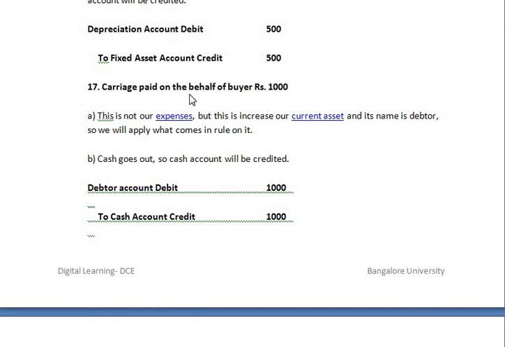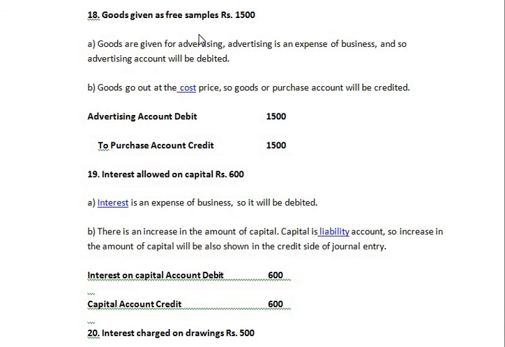Next is carriage paid on behalf of buyer. Here debtors account debit. It's an expense. This is an increase in our current assets, so cash account, cash is going out.